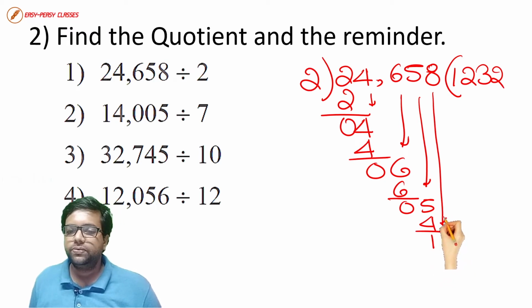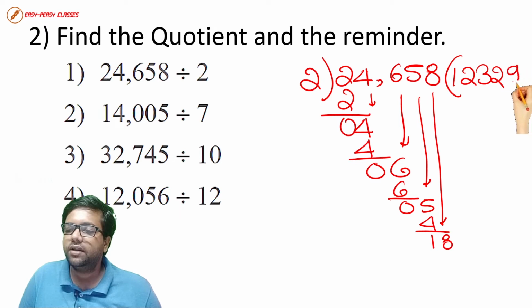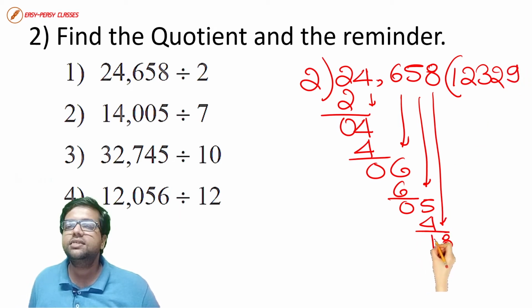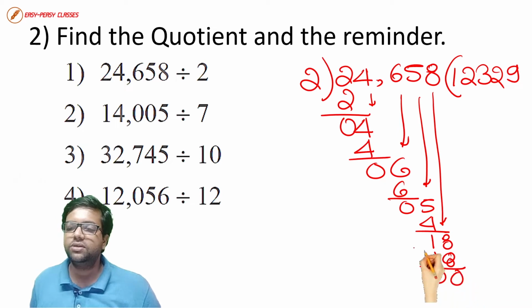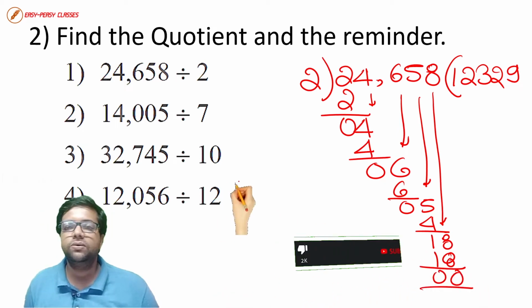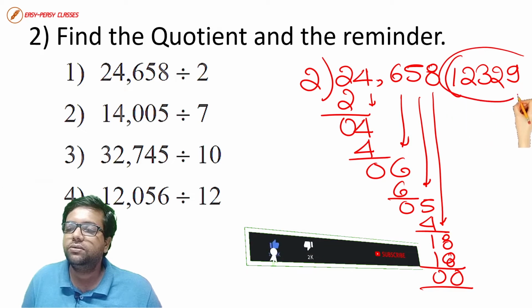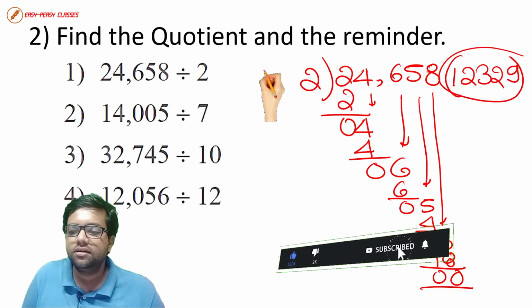So what to do? 2 nines is 18. So the remainder is 0. The remainder is 0, and the quotient is 12329, right? So let's write it.